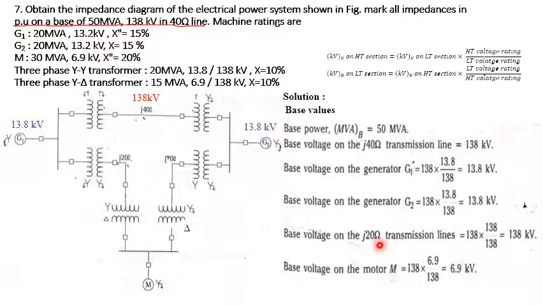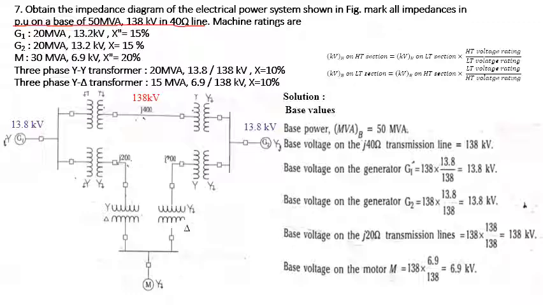ST section is equal to, so we have to calculate the voltage. What will we get? ST section is equal to LT section into ST voltage rating divided by LT voltage rating. That's nothing but the base voltage on the J20 ohm transmission line: ST section is equal to LT section into ST voltage rating divided by LT voltage rating. So the base voltage on the J20 ohm transmission line should be 13.8.